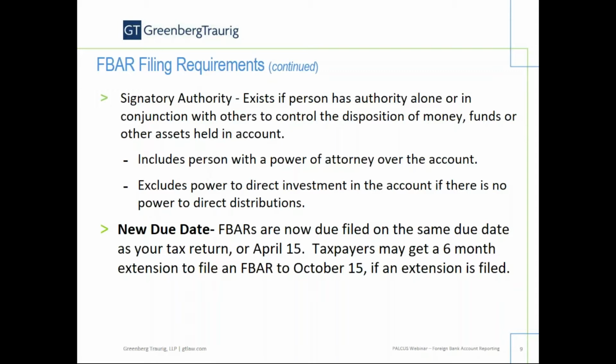They used to be due on June 30th of the following tax year. They were a separate form from your 1040, your personal income tax return, but as of this year, they've changed the due date, and the due date is now April 15th, when most people's tax returns are due. But if you're on extension and you have a timely filed extension to file your tax return, you now can file your FBAR with your tax return by October 15th. The next slide.